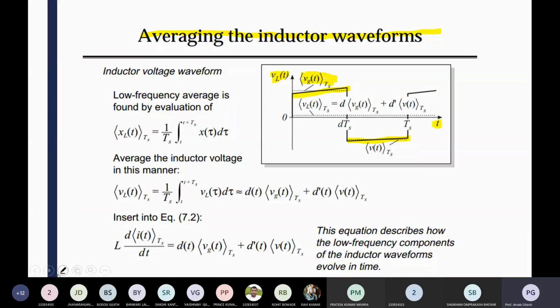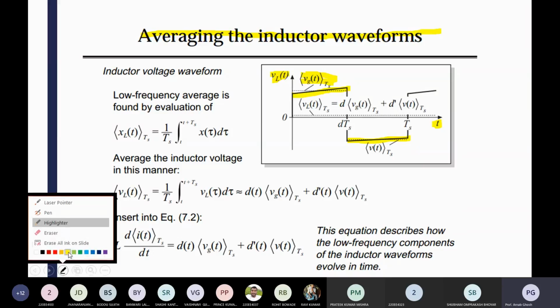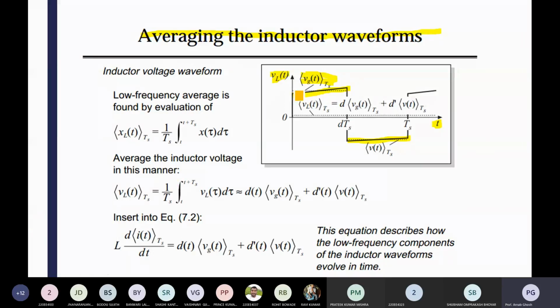Okay, so the dotted line means the average line you can observe over here. That dotted line means you are getting some average, which is parallel to your time axis. That dotted line is for your TS, the switching time period. So DTS is your on period and TS is your total switching time.